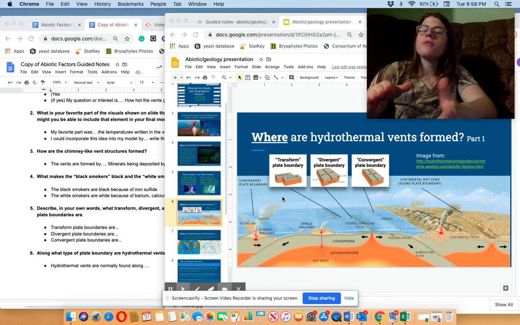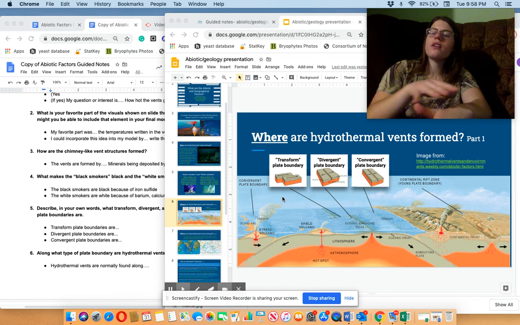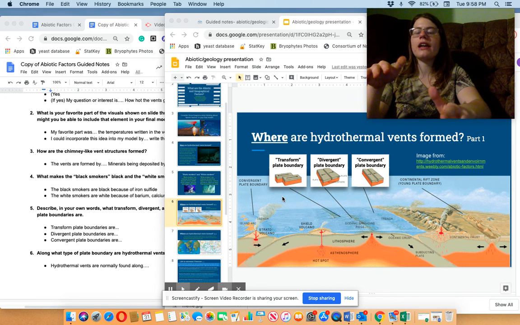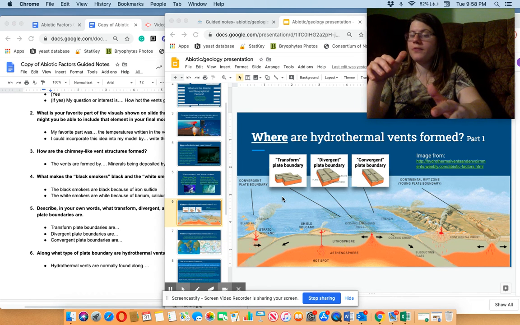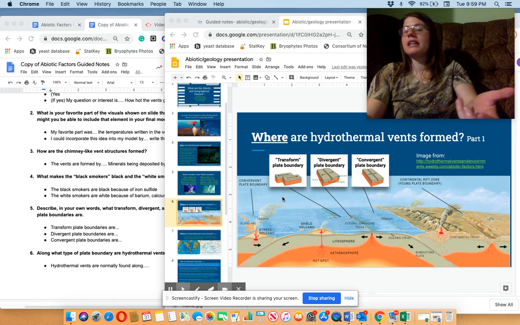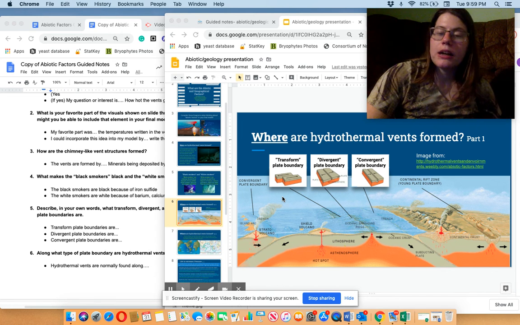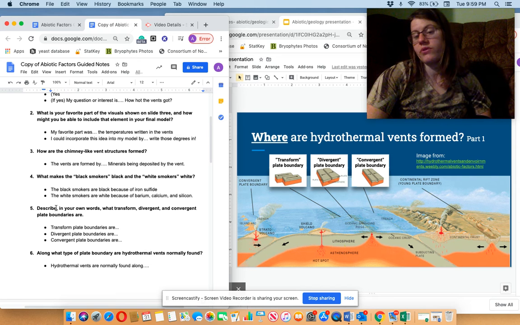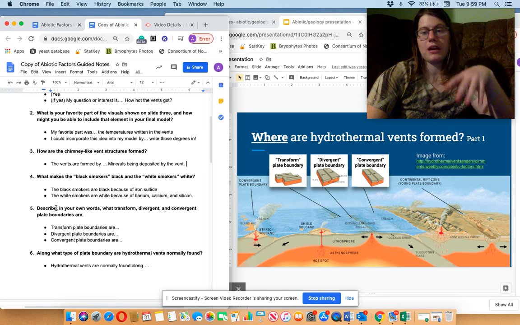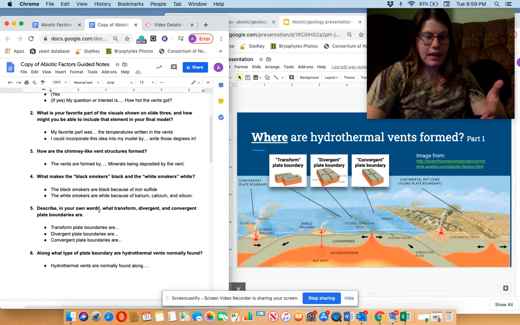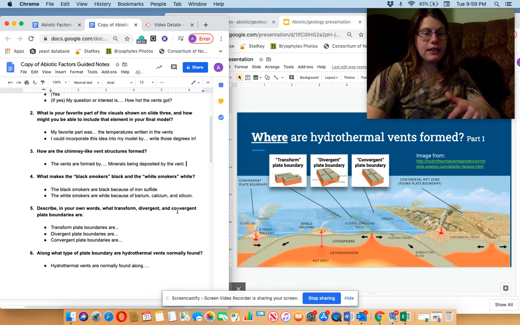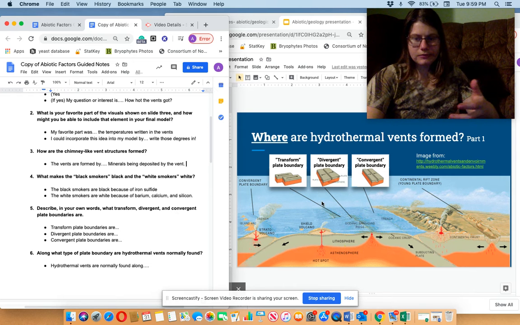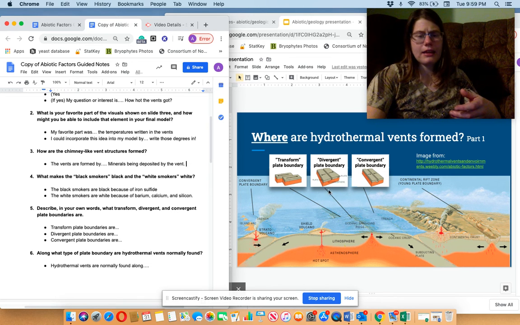And plates, they move. The plates that form the outer layer of the Earth and the continents and all that jazz, they move. And that moving of plates is called plate tectonics. And there are a couple different ways plates move. Question 5 asks you to describe 3 of the biggest, most common ways. So they are transform plate boundaries, divergent plate boundaries, and convergent plate boundaries. And here's a little picture showing that.